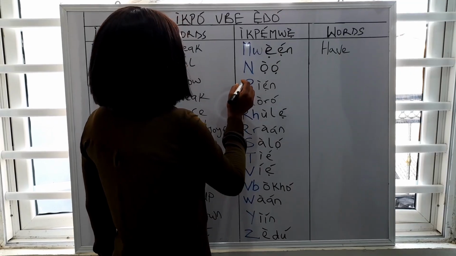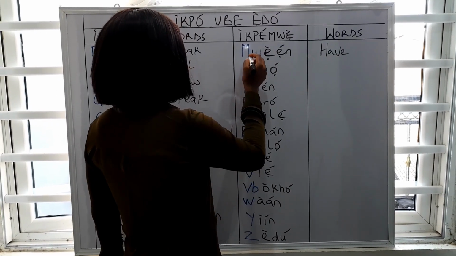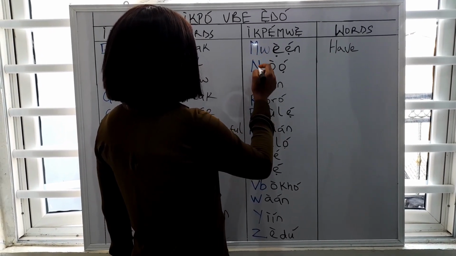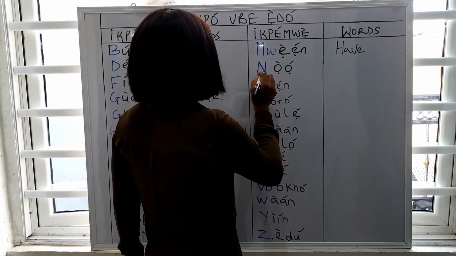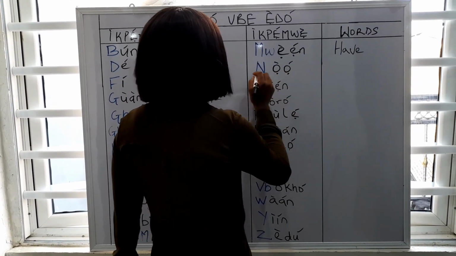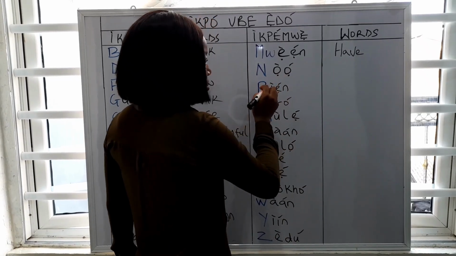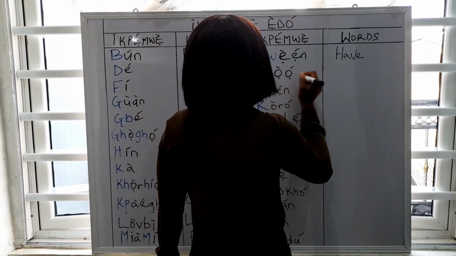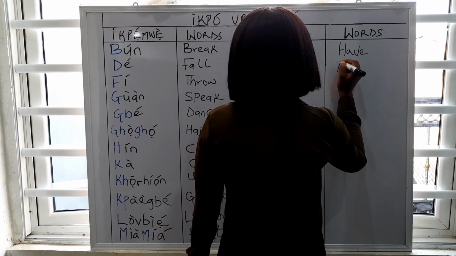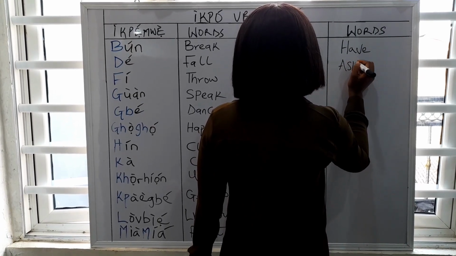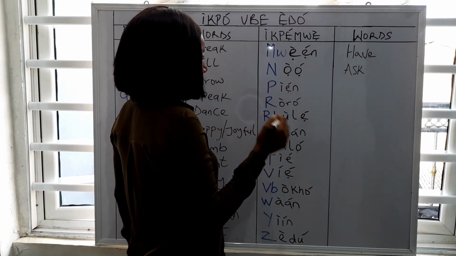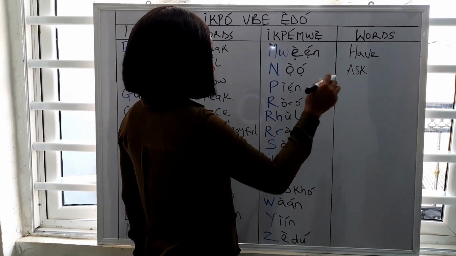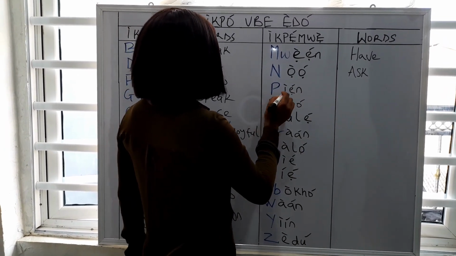Now the next is N. Both of them are nasal consonants, including letter M. So for N, we have no. Now this is not no Maggie. No is to ask. The verb to ask, when you're asking a question. Nomota. Ask.